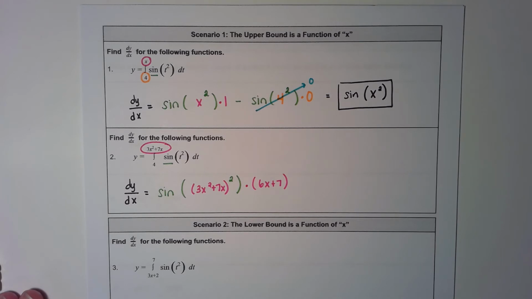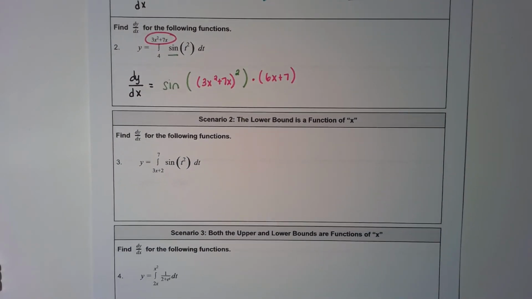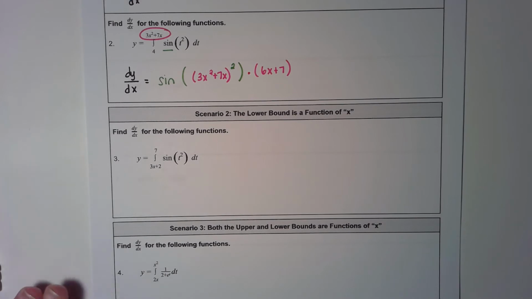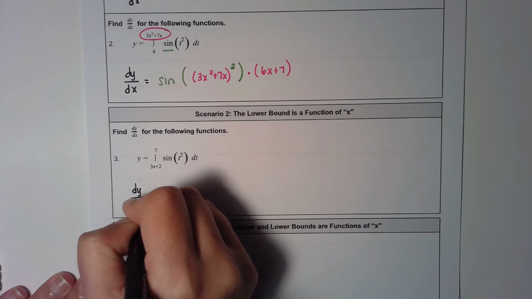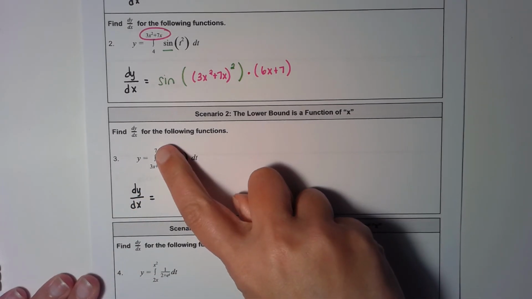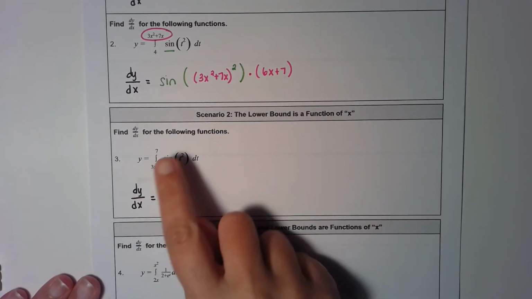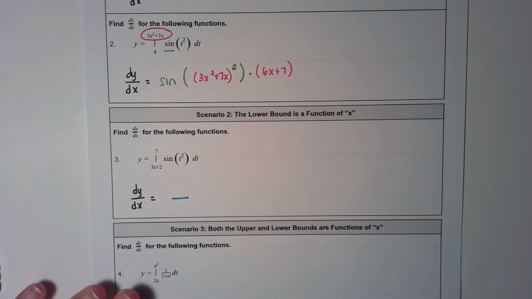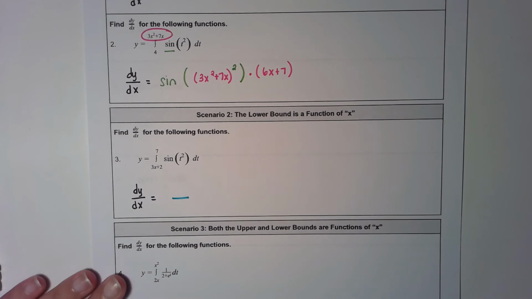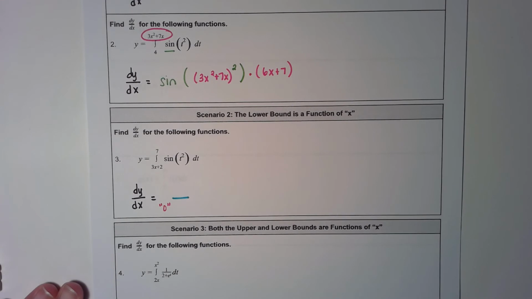Now, scenario number 2: what if only the lower bound is a function of x? So what if we have something similar, but only the bottom has an x in it, and the top is just a number? Well, just like we said in the other problem, the derivative of a number is 0. When I plug in my bounds, I'm going to have dy over dx equals. Normally, I would plug in the top number first and then put a minus, and then the bottom number. But because this is going to be 0, I'm just going to skip that part and put a minus, because the top is like 0, since the derivative of 7 would just be 0.